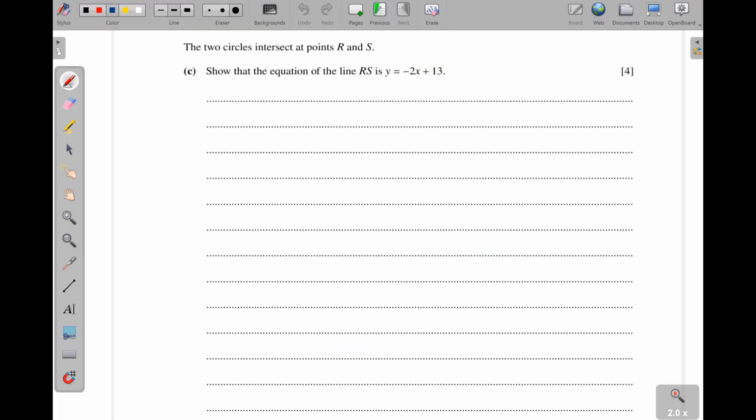So we have the first circle, (x − 2)² + (y + 1)² = 41, and the other one is (x − 10)² + (y − 3)² = 41. I'll just equate this one to this one here.